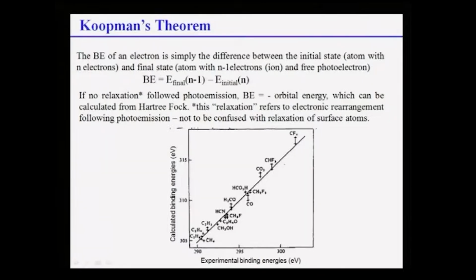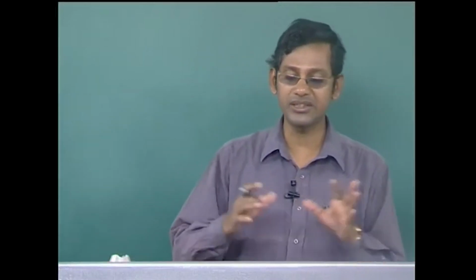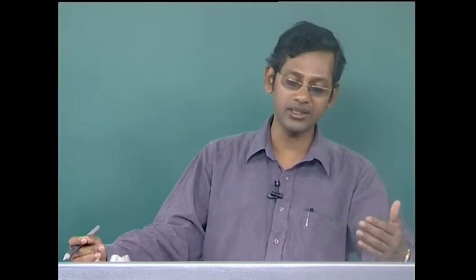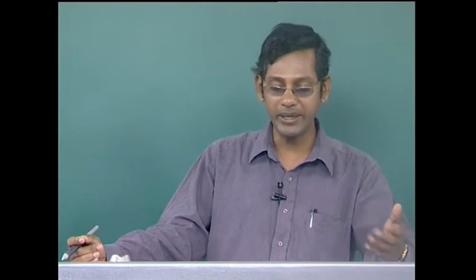The initial state is the atom with n electrons, and the final state is the atom with n minus 1 electrons, or maybe more than 1, who knows, that is n minus 1 electron ions plus free electrons. So in the initial state, all the electrons are present, as defined by the atomic number of the element, and in the final state you have removed an electron because of the ionization effect. So you have n minus 1 electrons, let us suppose 1 electron has been removed, and this extra electron comes out as a free photoelectron.